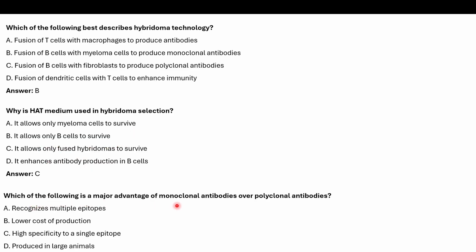Which of the following is a major advantage of monoclonal antibodies over polyclonal antibodies? Monoclonal recognizes a specific region, a specific epitope, so it does not really recognize multiple epitopes. This is polyclonal antibodies. Lower cost of production is for polyclonal antibodies, not for monoclonal antibodies. This is much more complicated and requires specific expertise. Monoclonal antibodies have high specificity to a single epitope. This is the correct option, option C.